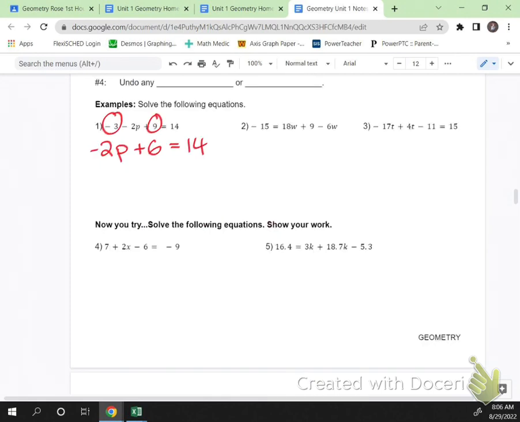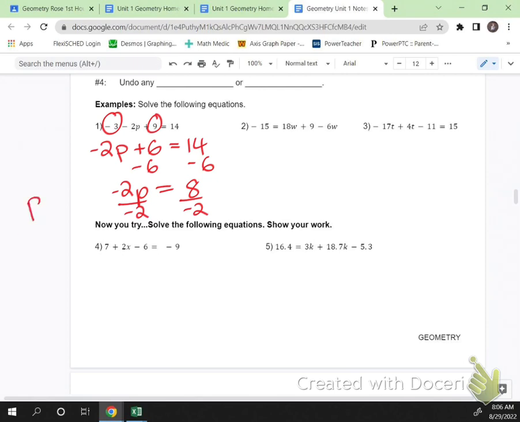We have 3. Now what? What should we do? What do you think, Lexi? Subtract 6 from both sides. Let's subtract 6 from both sides. 14 minus 6, we should be getting 8. What's the last step here? We're dividing by negative 2 on each side.